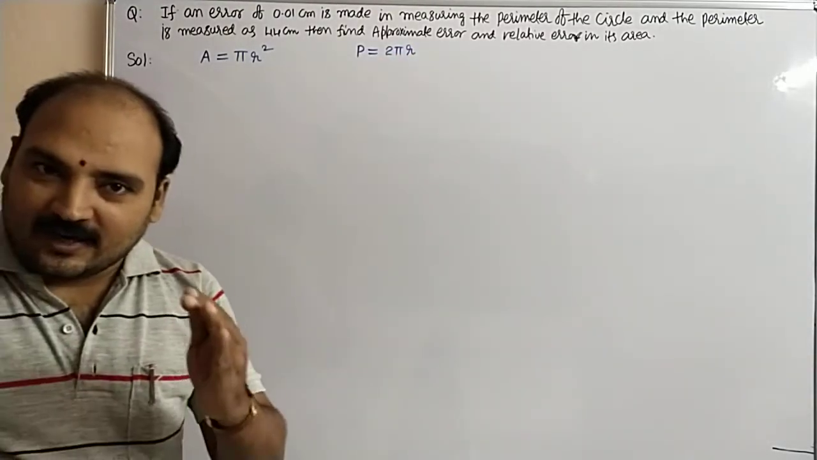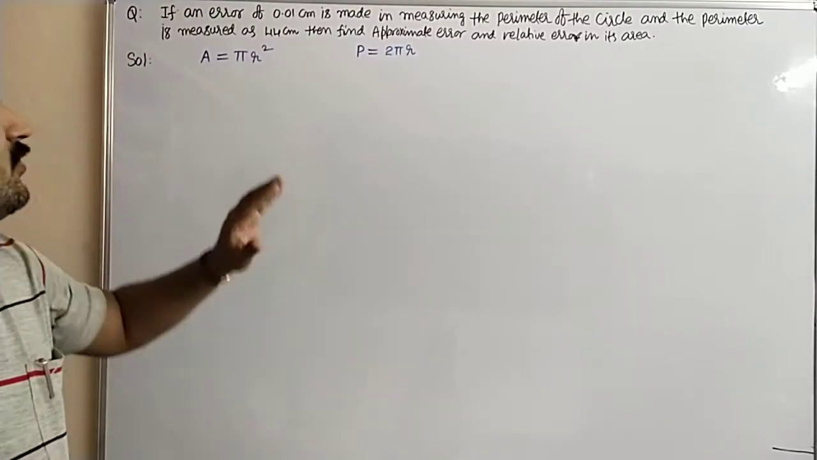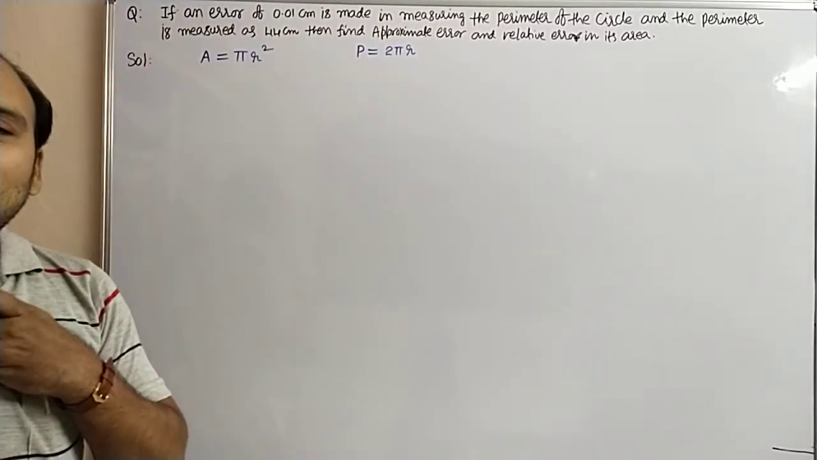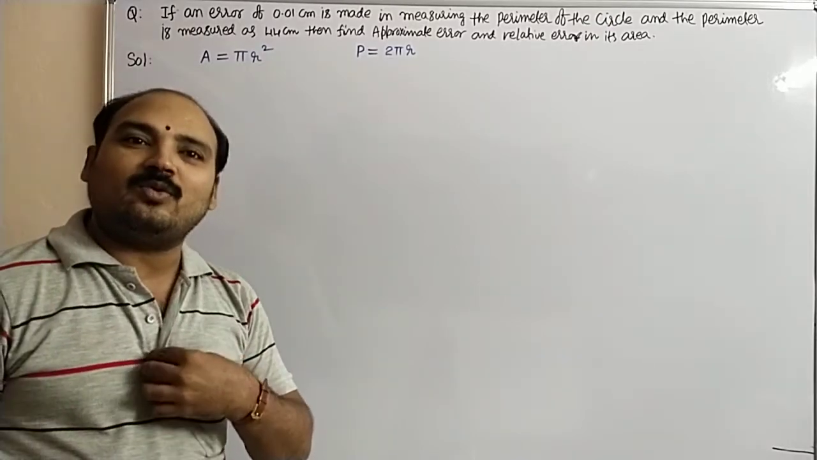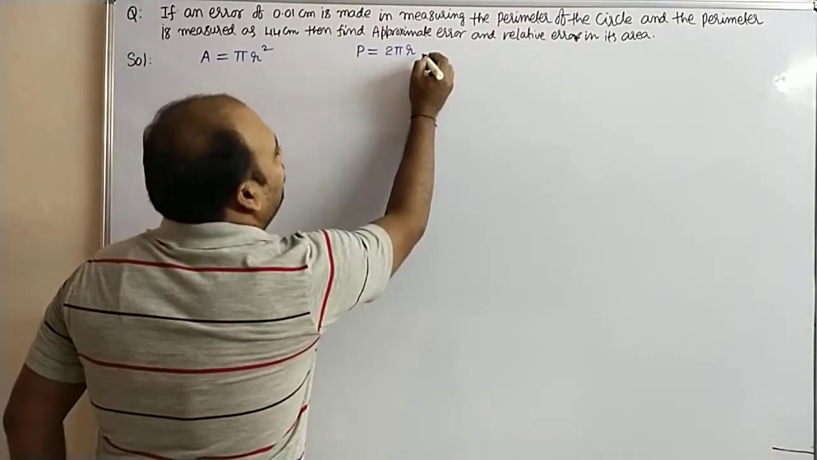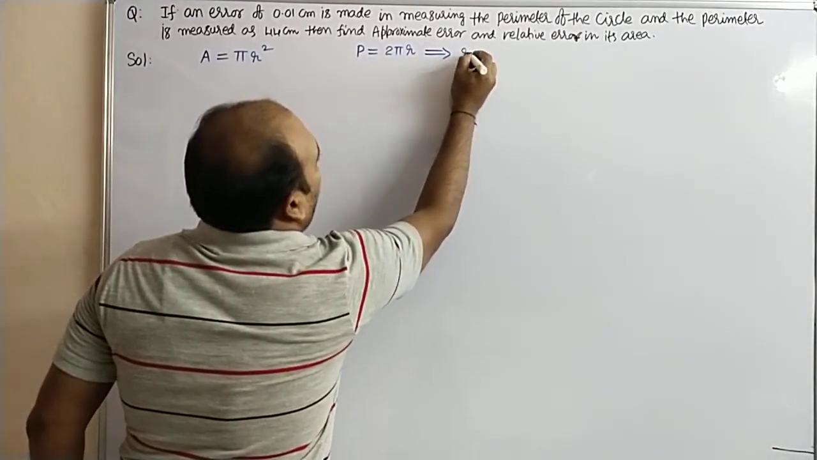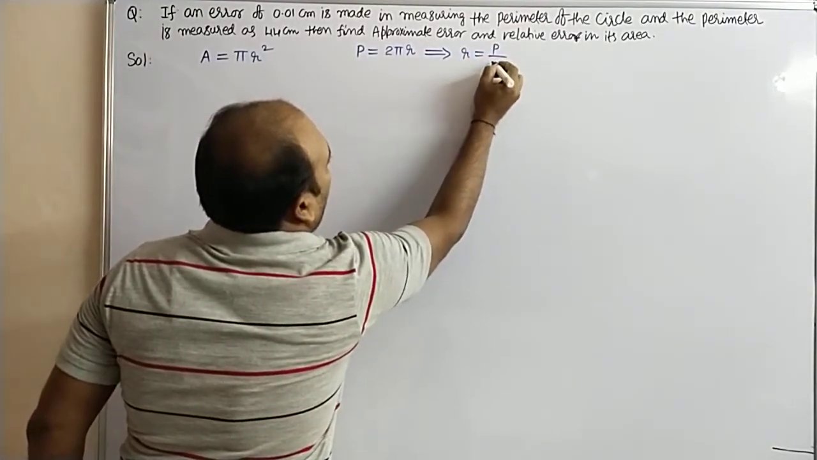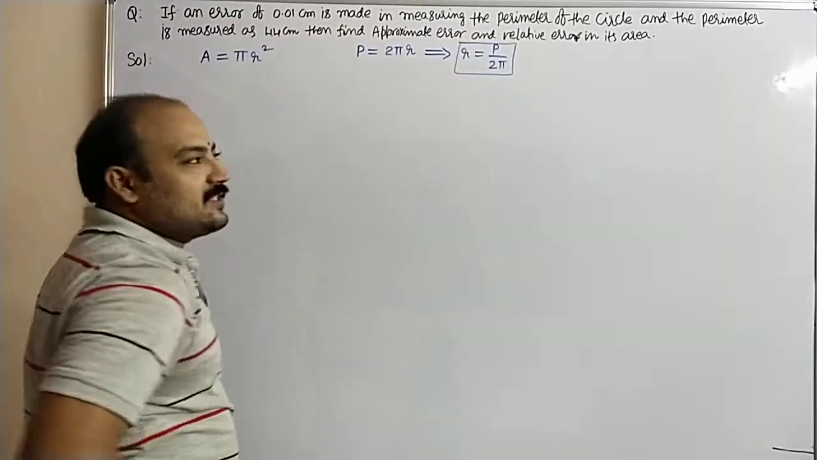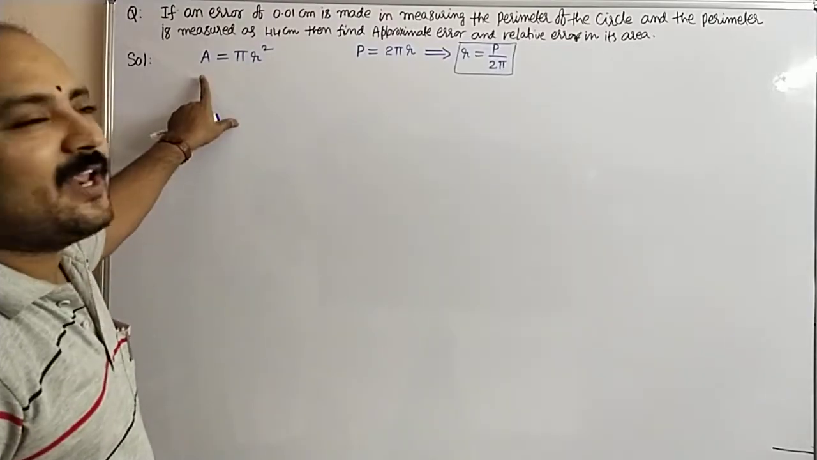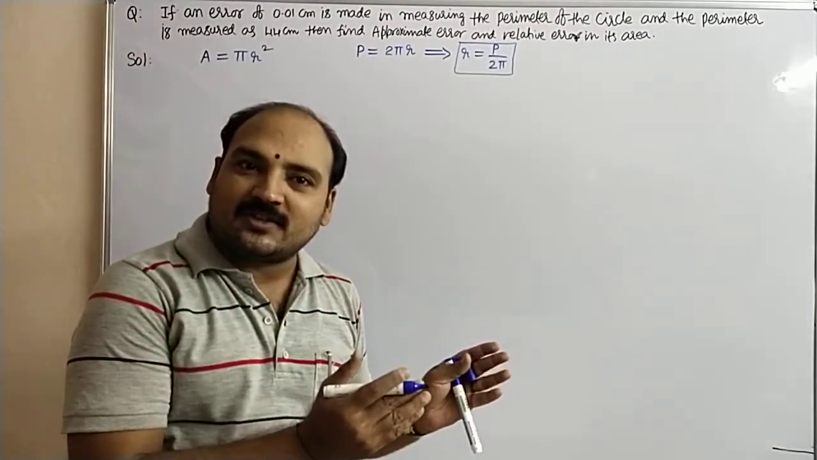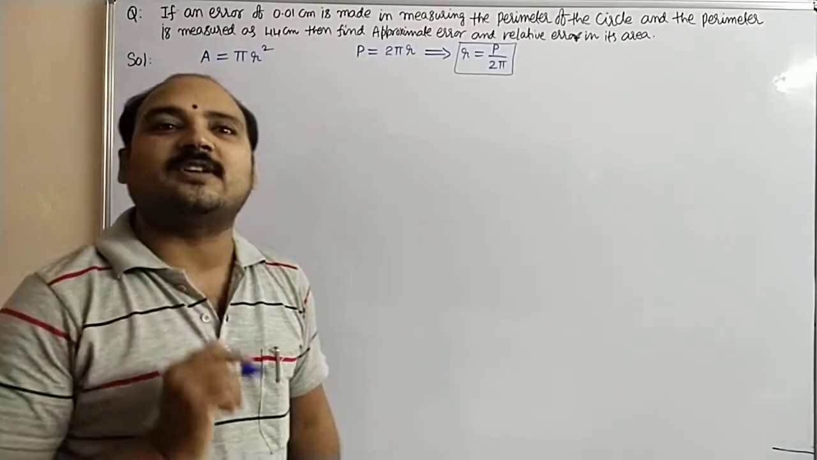We want the relation in terms of area and perimeter only. So make the R value the subject. From perimeter, R we can write as P by 2 pi. Now substitute this R value in the area of the circle, and we will get the area of the circle in terms of the perimeter of the circle.